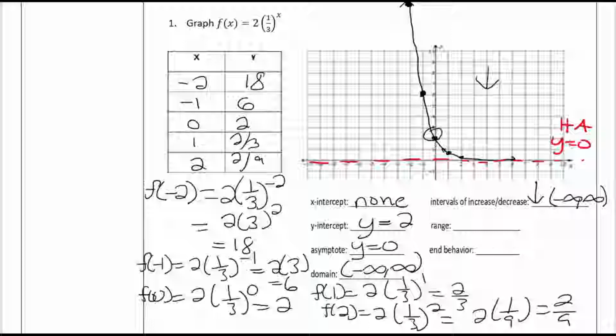The range are the y values. So y cannot equal 0 here. So y is greater than 0, because y cannot be negative, it can only be positive. You can tell that it's only going up there. So y is greater than 0, or you can say 0 to infinity.